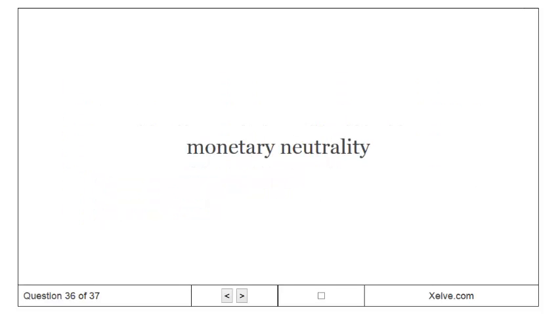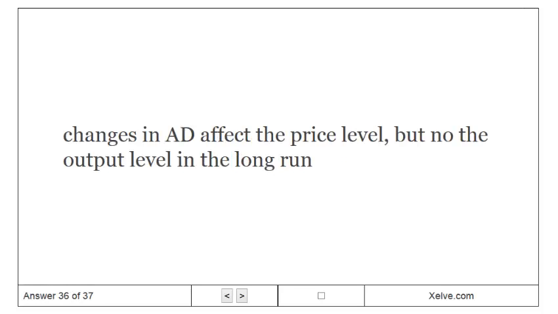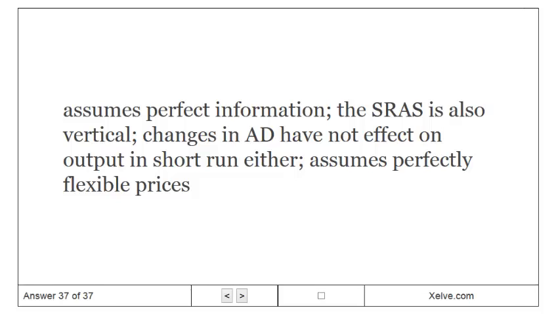Monetary neutrality: changes in AD affect the price level, but not the output level in the long run. Real business cycle view: assumes perfect information. The SRAS is also vertical. Changes in AD have no effect on output in the short run either. Assumes perfectly flexible prices.